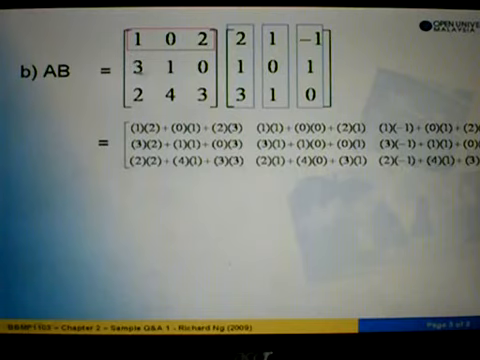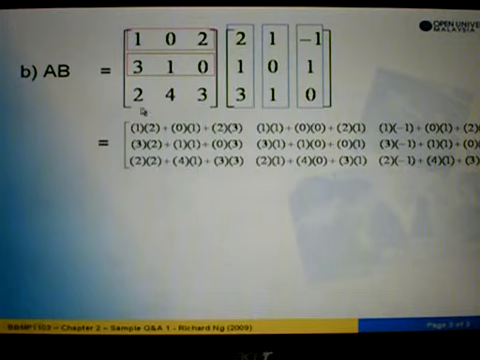Alright, next, repeat the step with the second row. So 3 times 2, we have 1 times 1, 0 times 3. Followed by row 2, column 2, so 3 times 1, 1 times 0, and then 0 times 1. Next, we take row 2 and column 3, so 3 times negative 1, and then 1 times 1, followed by 0 times 0.